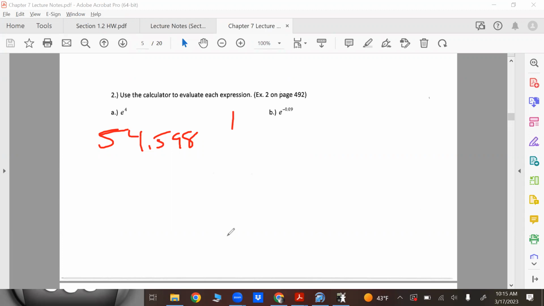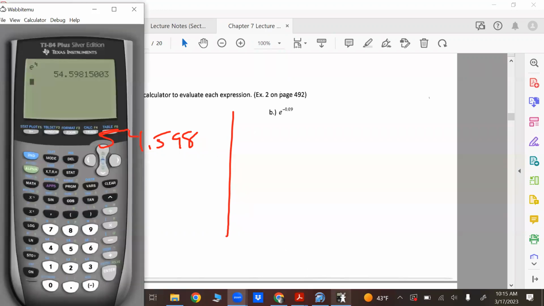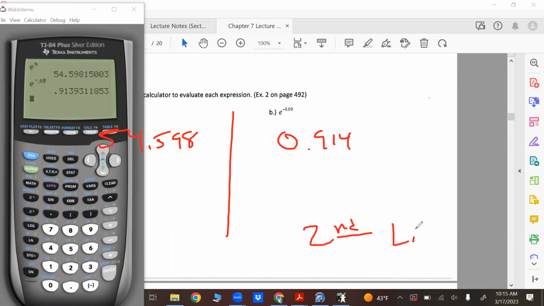If you want e to the negative 0.09, plug it in the calculator. Let me go ahead and hit e to the negative 0.09. And there you go. That's all. Nothing too crazy. Wait, where do you find e on the calculator again? Great question. I should have written that down. I did mention it, but I glossed over it. Second ln. There we go.